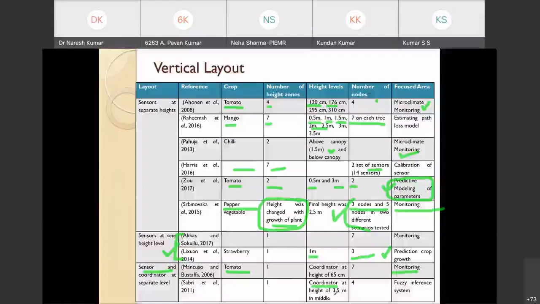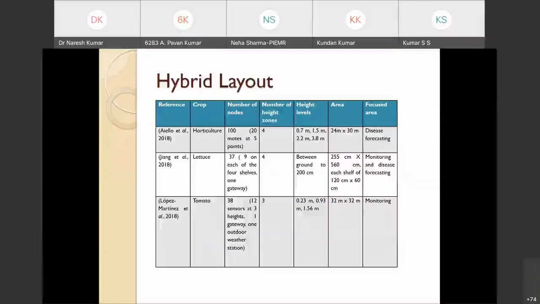So similarly, there were a few more examples that were taken up for the hybrid layouts. We already discussed the silo at all horizontal. It has 100 nodes, 20 nodes at 5 points and at different height levels, and the area code was 24.